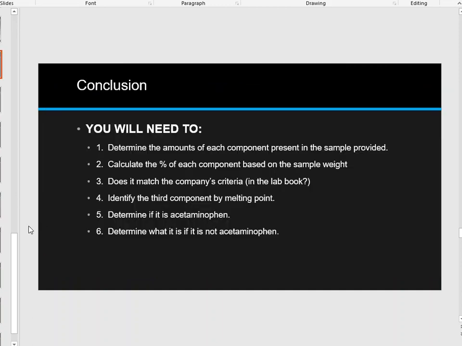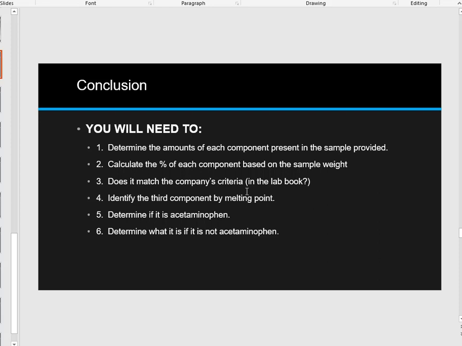All right, so in conclusion, what you will need to do, number 1, determine the amounts of each component present in the sample provided. You need to determine the milligrams or grams of sugar, aspirin, and your unknown that you have. And everybody's will be different. Number 2, calculate the percentage based on your sample weight. Is it 30%? Is it 40%? What is it? Number 3, does it match the company's criteria? So that means the lab told you what should be present. Are your percentages anywhere near it?